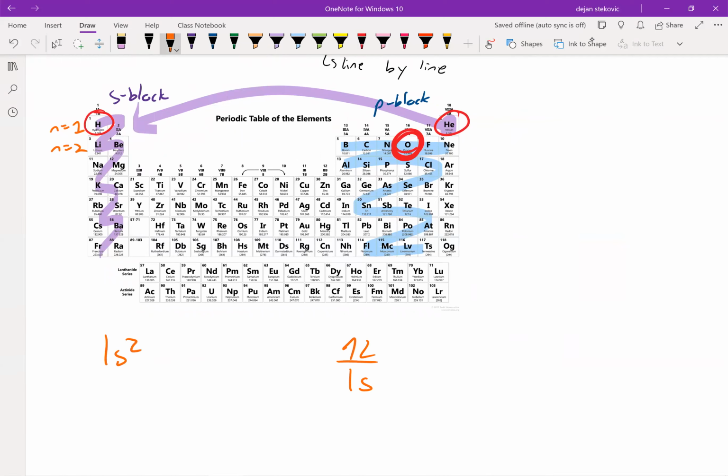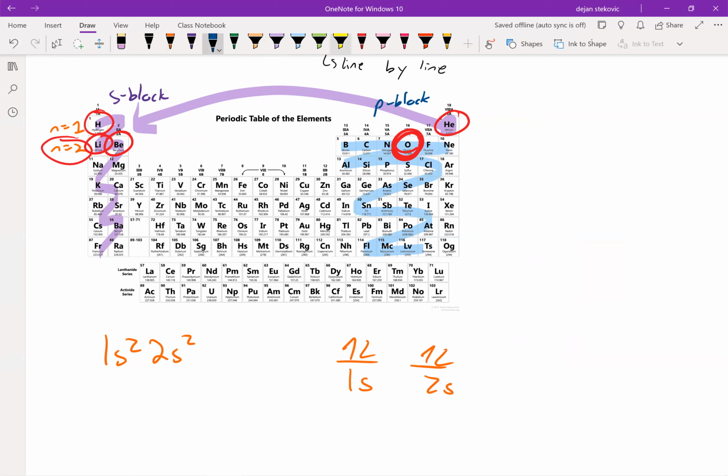And similarly, we could draw the orbital diagram, right? We have the 2 electrons already filled. After that, we're done with that line. So then we need to go to the next line. So now we're at n equals 2, and we've got both of our S blocks filled, right? So that'll be our 2s2.